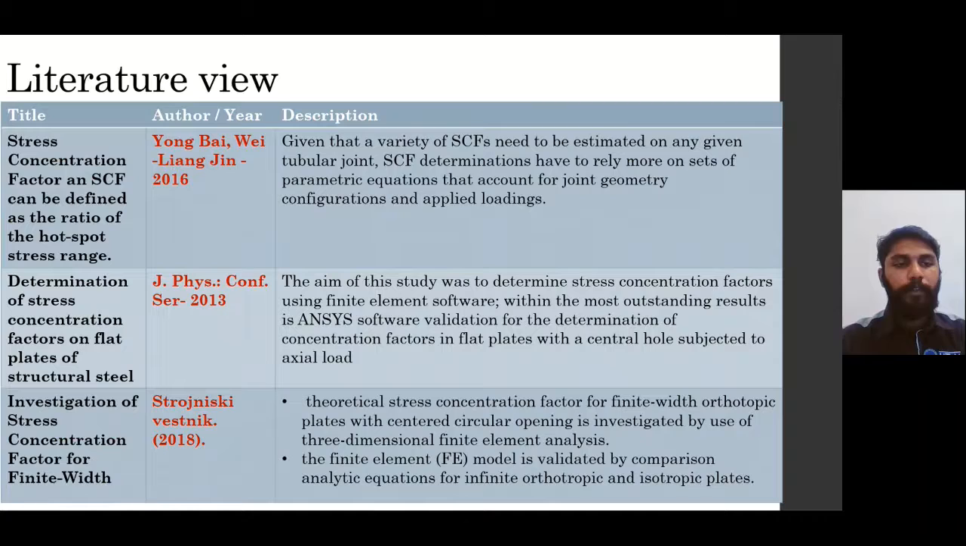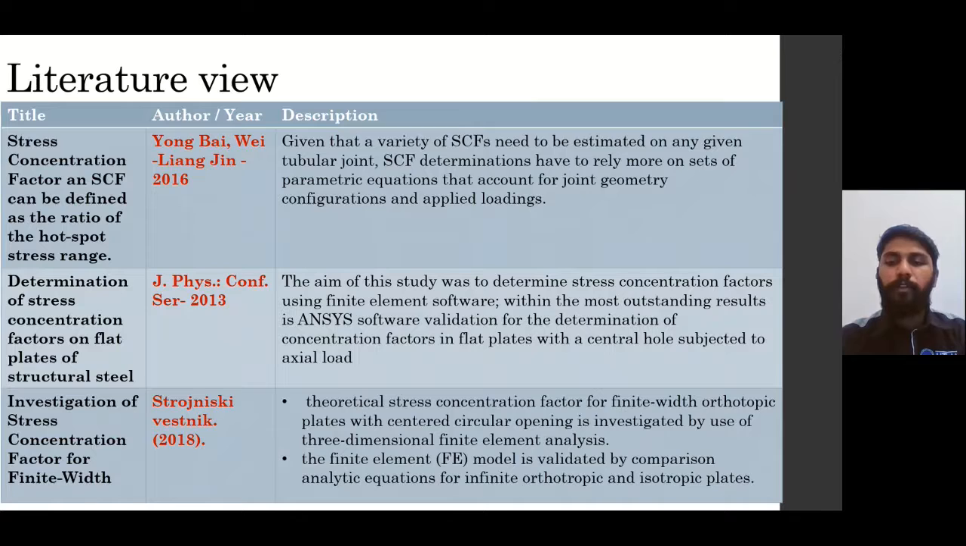applied loadings. The second is determination of stress concentration factor on flat plates of structural steel, authored by Physics in 2013. The aim of this study was to determine the stress concentration factors using finite element software.